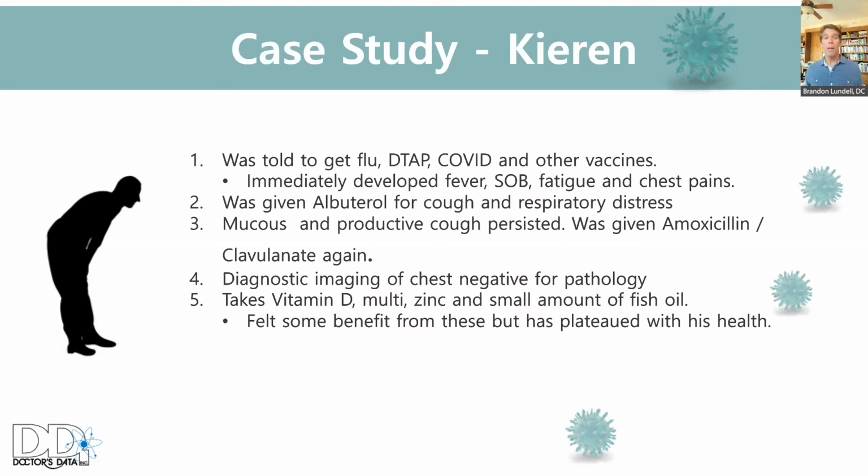So another couple of months went by, and he was given another round of amoxicillin and clavulanate. Again, that's his second or even third round. Diagnostic imaging was negative for pathology. And again, he takes vitamin D, multivitamin, zinc, a small amount of fish oil. He felt some benefit from those, but he just wasn't getting any better. Next slide.